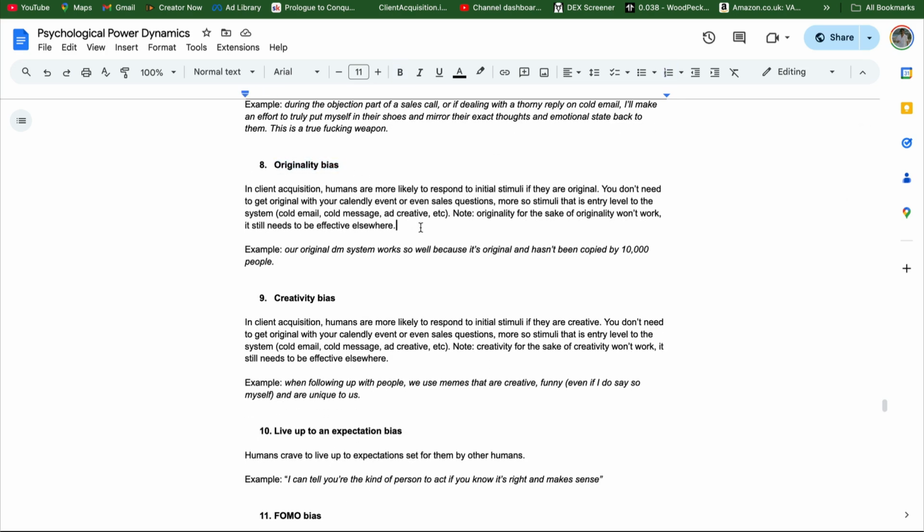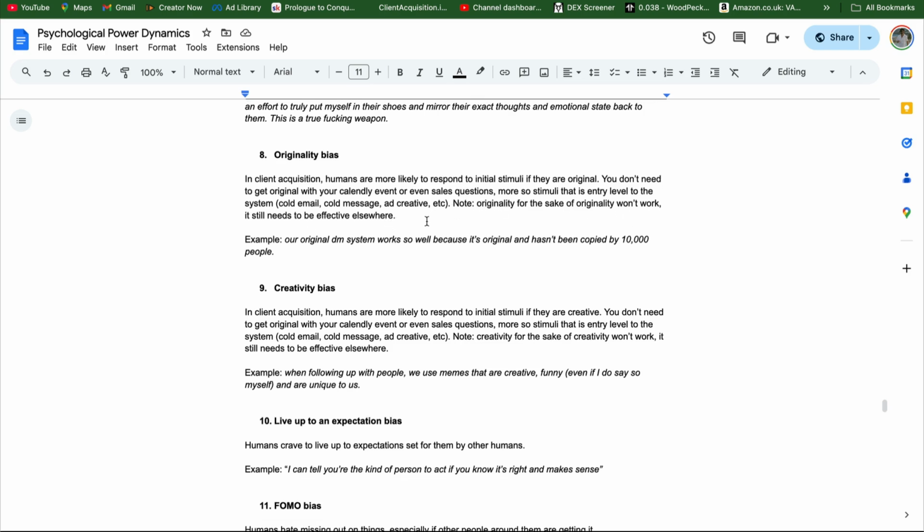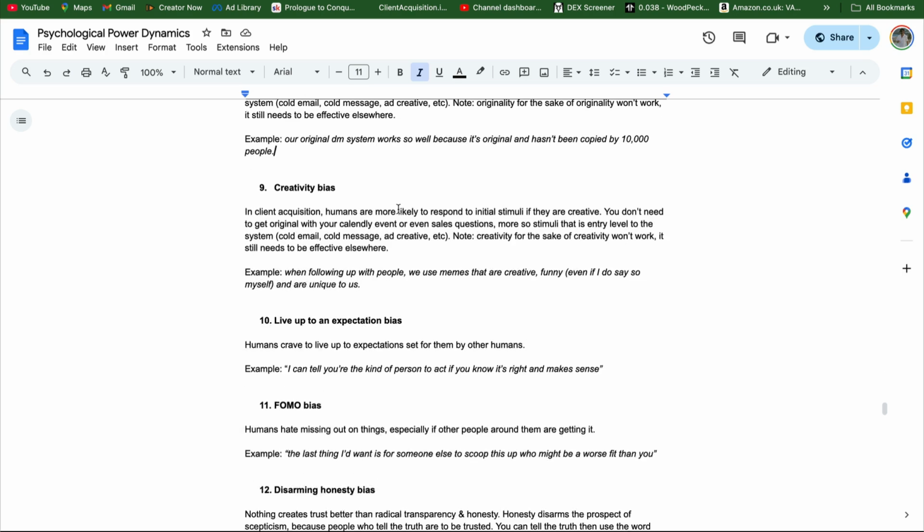Originality bias. In client acquisition, humans are more likely to respond to initial stimuli if they're original. You don't need to get original with your calendar event or even sales questions. More so, stimuli that is entry level to the system: cold email, cold message, ad creative. Note, originality for the sake of originality won't work. It needs to still be effective elsewhere. Example, our original DM system works so well because it's original and hasn't been copied by 10,000 people.